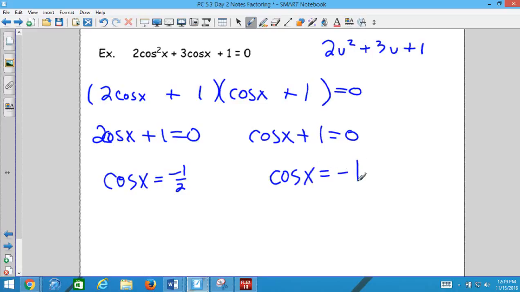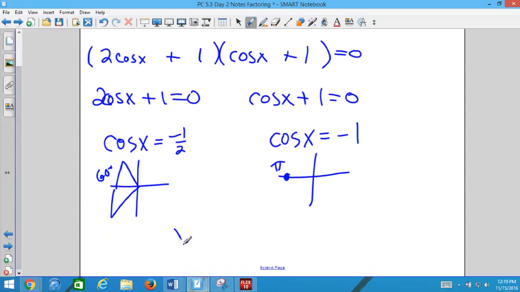So where is cosine a negative half? Second quadrant, 2 pi over 3, and third quadrant, I'll write those down in just a second. And then where is cosine negative 1? At pi. So then we have 3 answers: 2 pi over 3, pi, and 4 pi over 3.